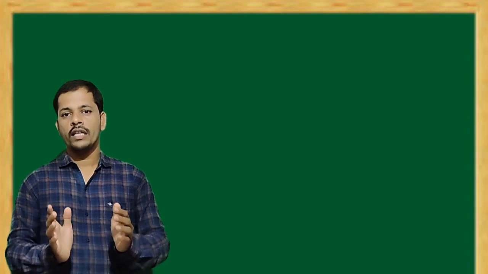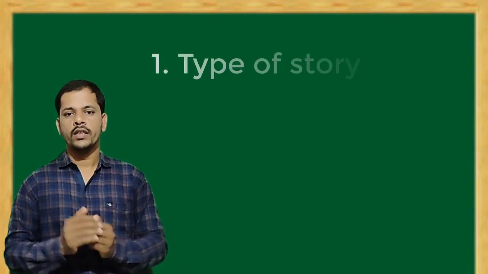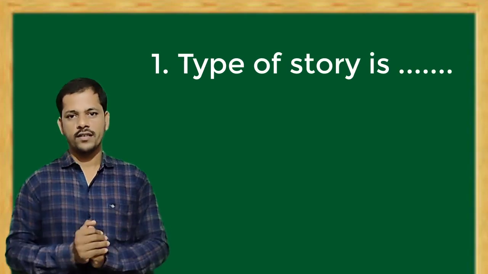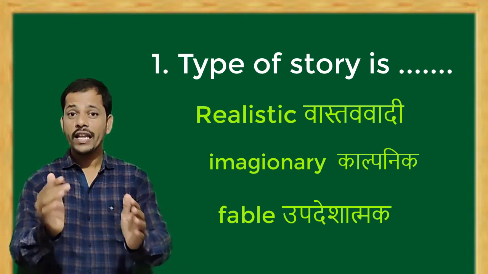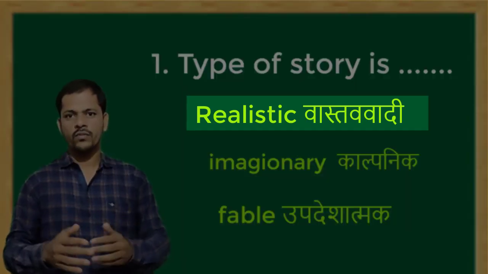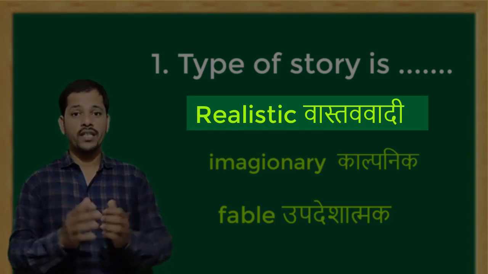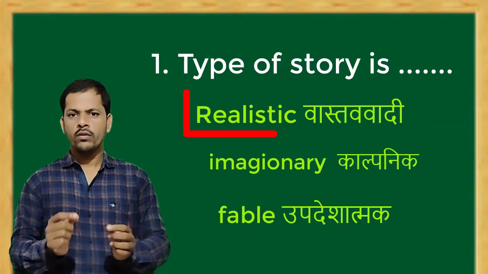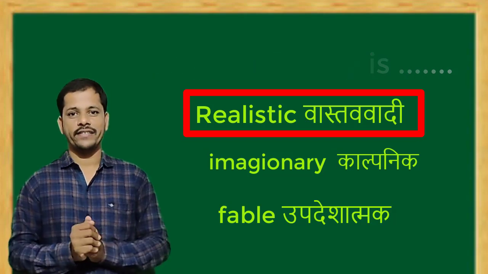And now let's see our questions. Our first question was, type of the story is. The answer to the question is realistic. There are so many stories related to Einstein, a famous personality of that time. So this story is realistic. So realistic is the correct answer.